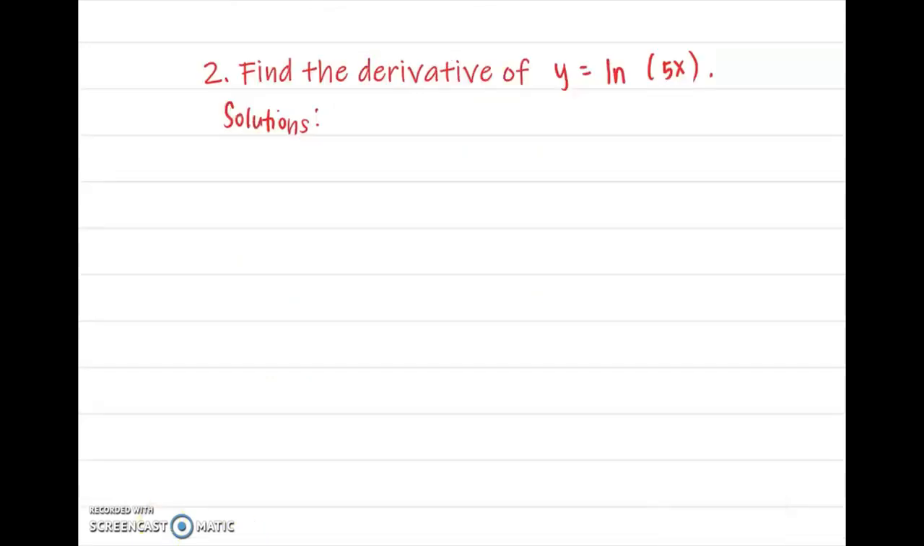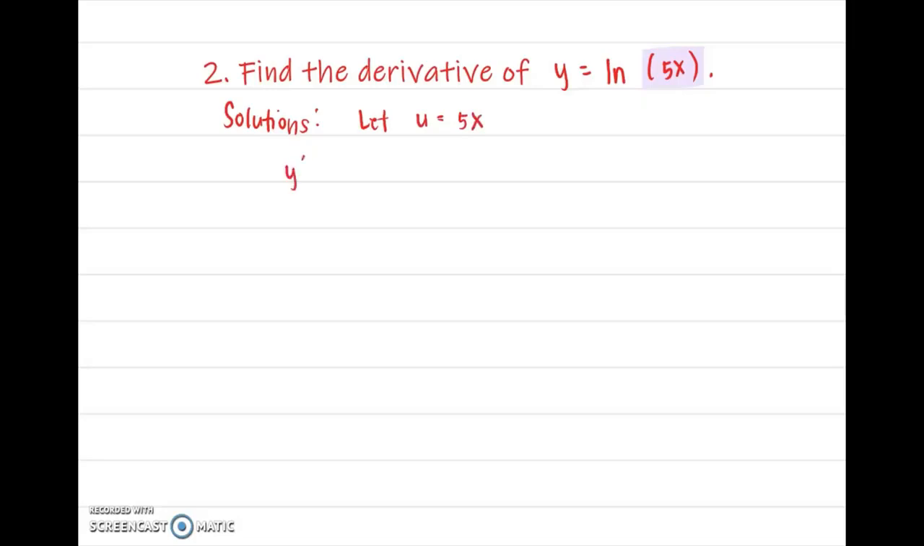Now let's go to our second example. Find the derivative of y equals ln 5x. First step will be to identify your u. So let u be 5x. So let u be equal to 5x. And then now you can start solving for the derivative.